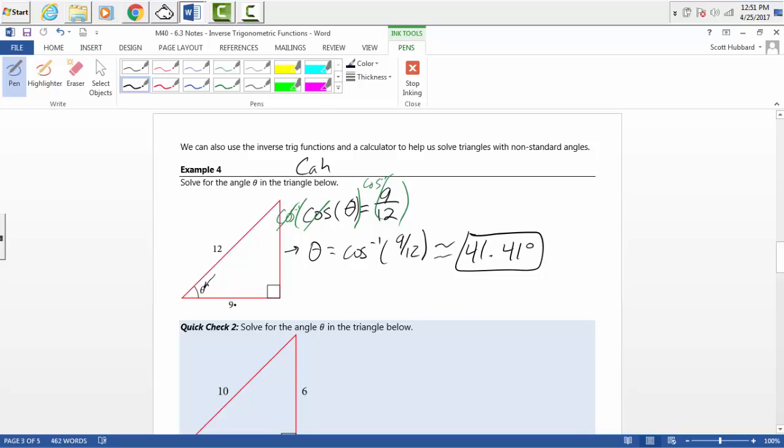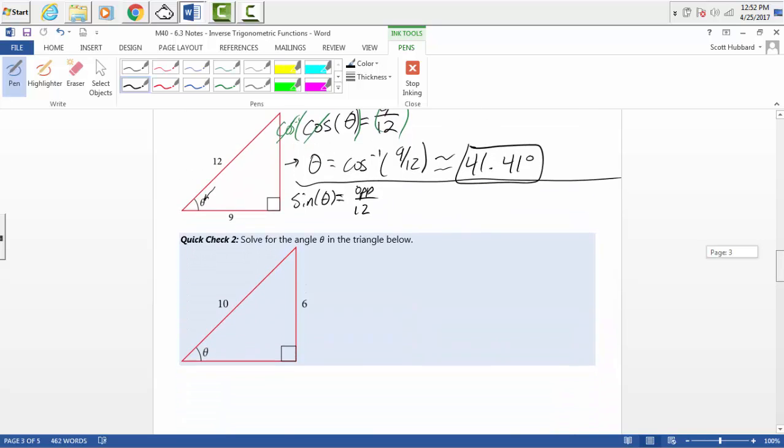Could we have done it with something else? Not really, because say we wanted to do it with sine. Would sine work? Well, sine of theta would be opposite, and I don't know opposite. So I'd just call it opposite over 12. I wouldn't be able to do sine inverse because I had this unknown side. I don't want two unknowns, unknown side and unknown angle. Now, of course, you could do Pythagorean theorem. Once you solve for this side, then you could use sine. That's fine. But this one I just use cosine because we already had the adjacent and the hypotenuse.